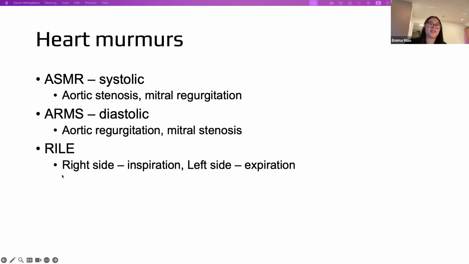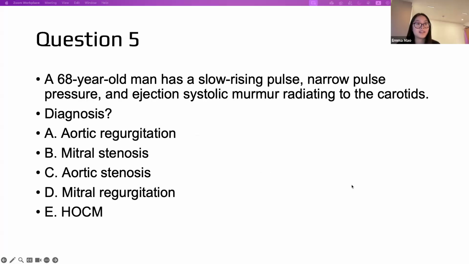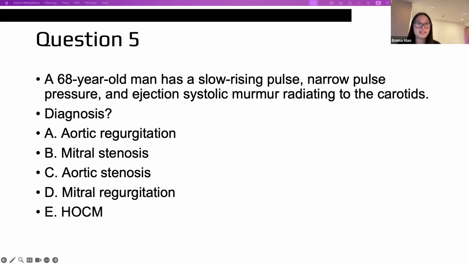Okay. And then you might have come across this: with right-sided valves, the murmurs are louder on inspiration, and then the left-sided ones are louder on expiration. Okay, questions.